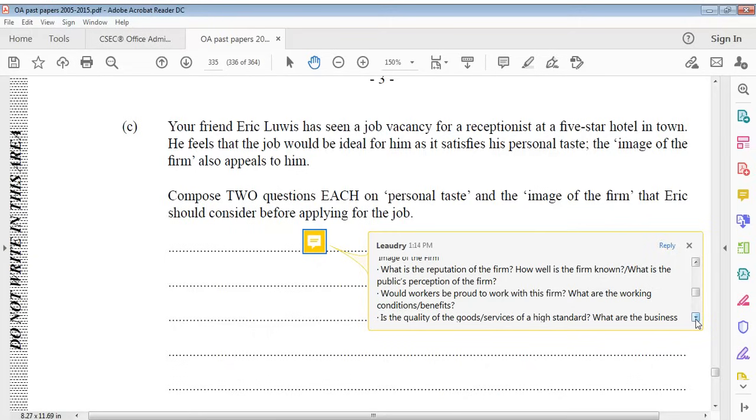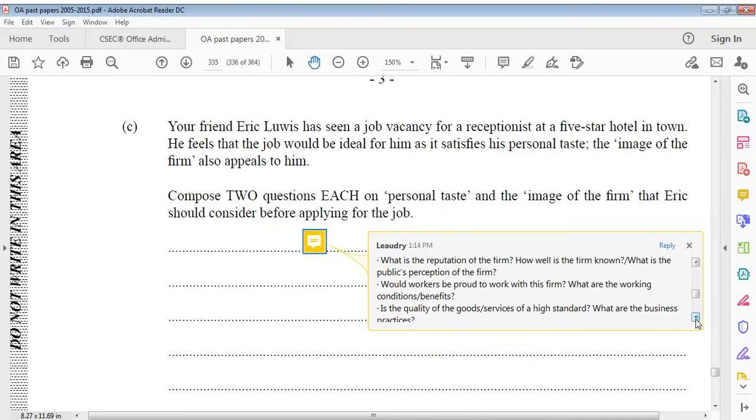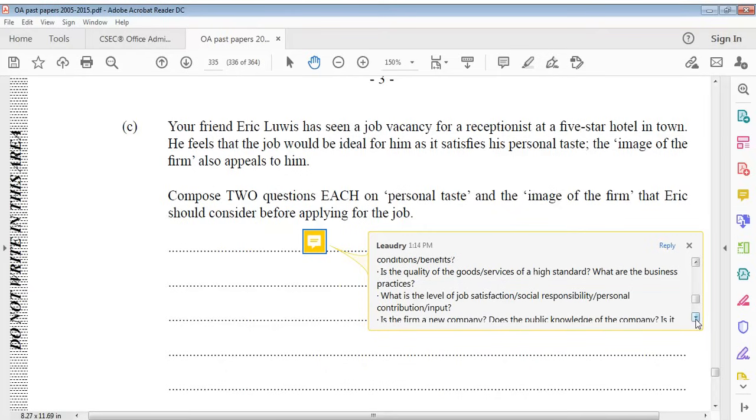Another question, would workers be proud to work with this firm? What are the working conditions or benefits? Is the quality of the goods or services of a high standard? What are the business practices? What is the level of job satisfaction or social responsibility, personal contribution or input?